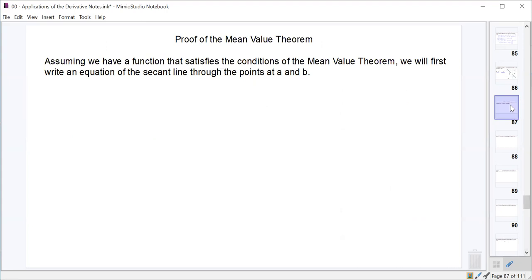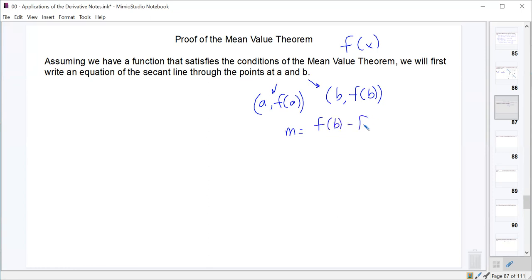So first off, let's assume that we've got a function that satisfies the conditions of the mean value theorem. And then let's write out the equation of what the secant line might look like through the points at a and at b. So we'll call the function f of x. That's just convenient. And that would tell us that the point at a would be the point a, f of a. And the point at b would be the point b, f of b. And so from there, we'll just say the slope is f of b minus f of a over b minus a.